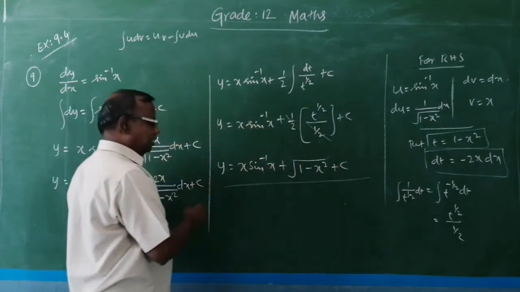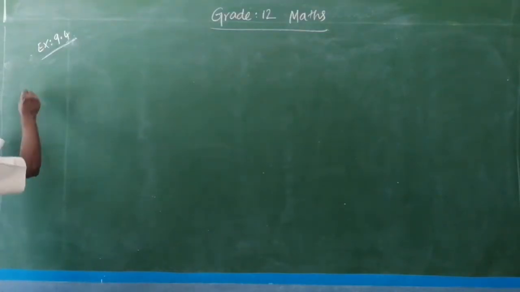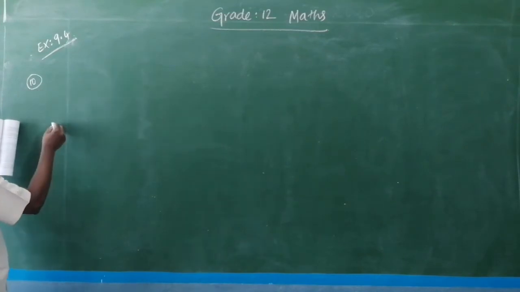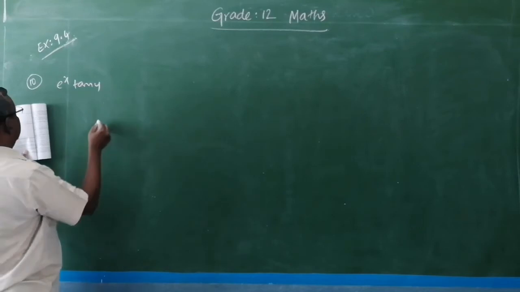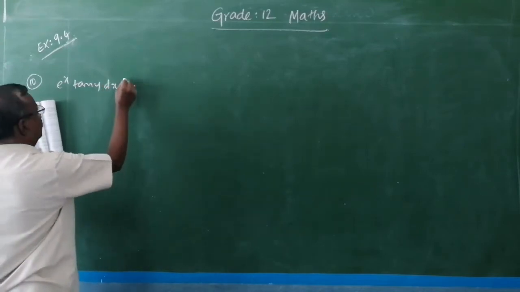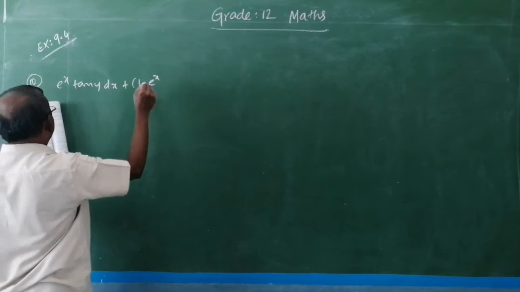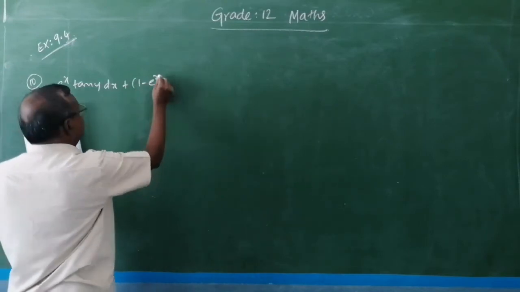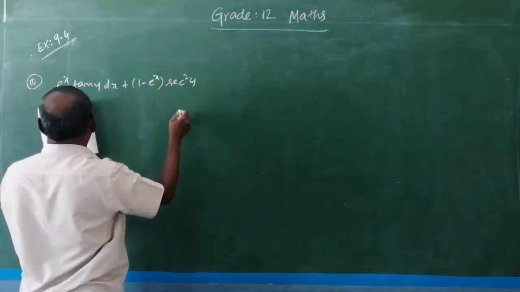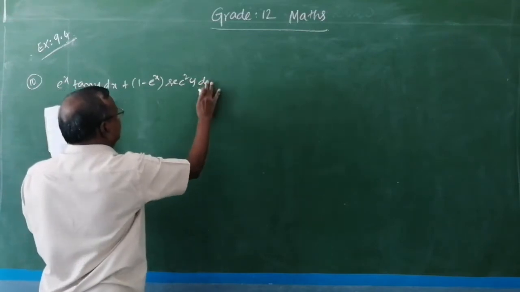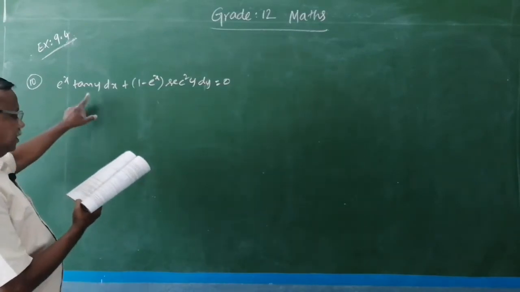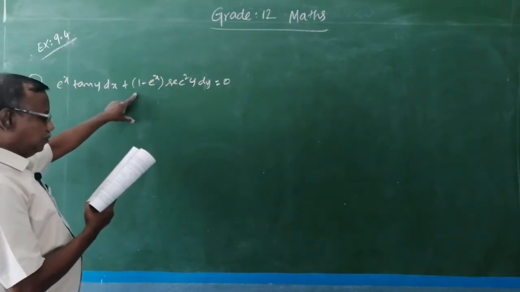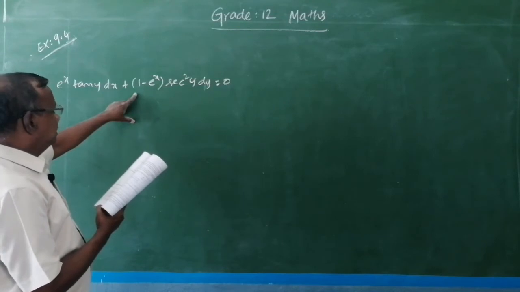So this is question number 10. e power x tan y into dx plus 1 minus e power x into secant square y into dy equal to 0. So e power x tan y into dx plus 1 minus of e power x secant square y into dy equal to 0.